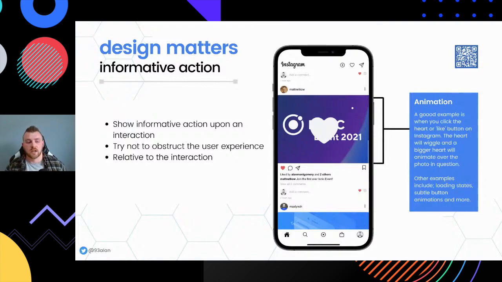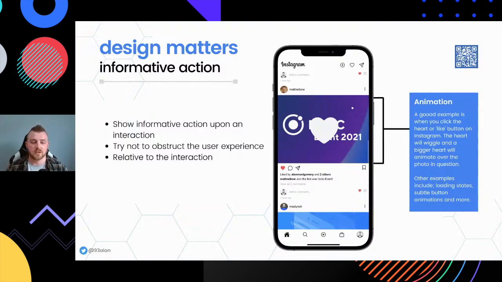So on this example here, you can see it's an Instagram app, and this is built completely in Ionic as well as all of the other ones. But this is a really good example of the heart button on Instagram. So whenever you click the heart or whenever you double tap an image, a massive heart will appear and it will fade in and it will fade out.